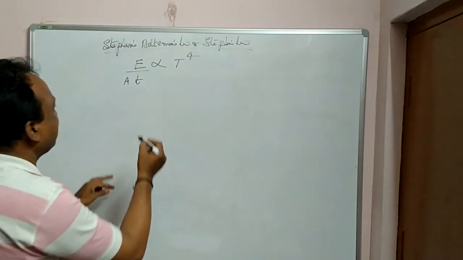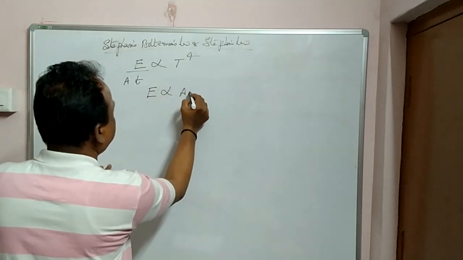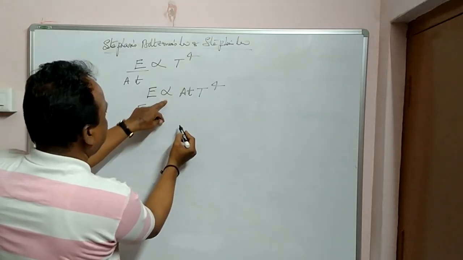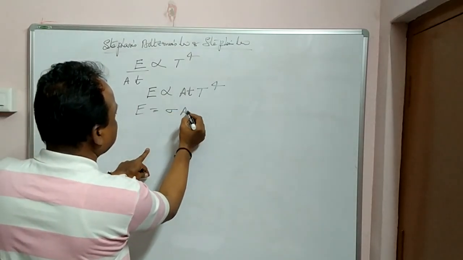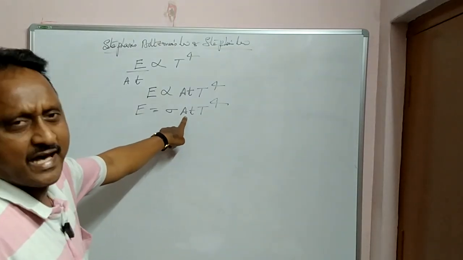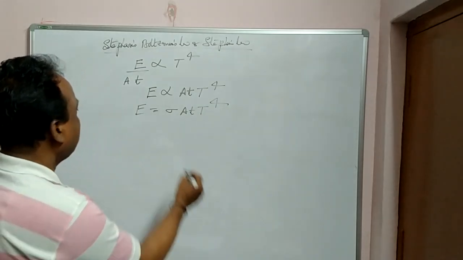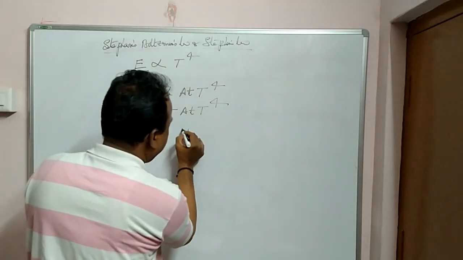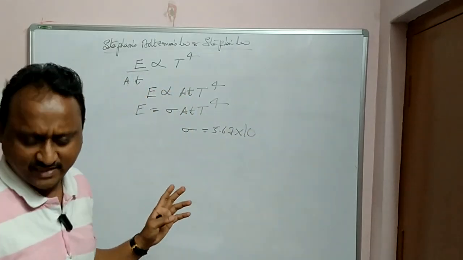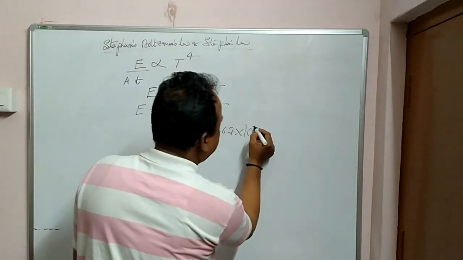Or you can write this equation as E proportional to A t T power 4, or removing the proportion, introduce a constant sigma: E = sigma A t T power 4. Here A is area, t is time, T is absolute temperature, Kelvin temperature. Putting these values, he has given the value 5.67 into 10 power minus 8, that is Stephen's constant sigma. Sigma is also called Stephen's constant.